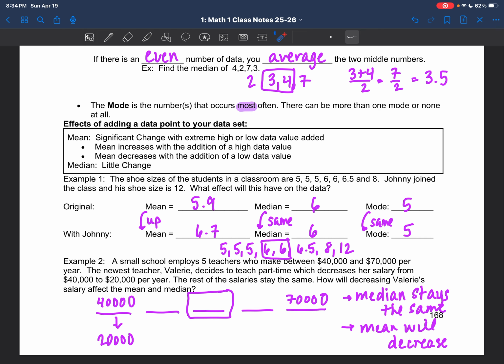Well, remember, the mean will decrease with the addition of low data. So since she decreased, and we're going down in value, we know that this is going to go down in value also. So the median stays the same. That's your middle number. So whatever your median is will stay the same. And your mean will decrease because we went lower in value.